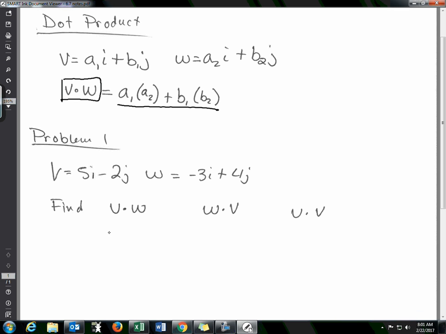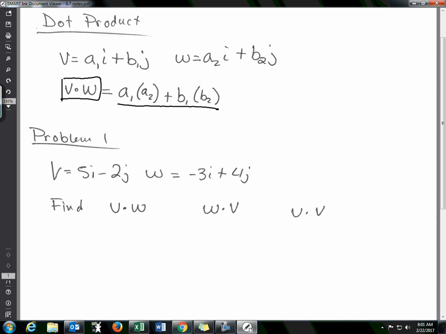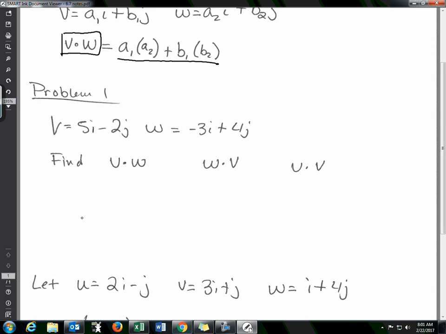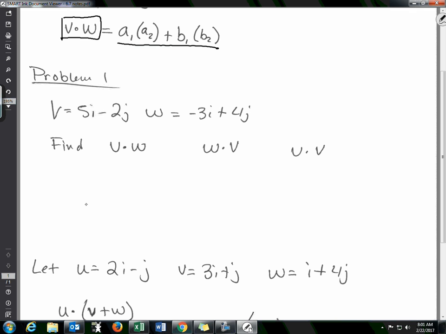Okay, so to do the dot product, you just take the coefficients in front of your i's and multiply them together, and then you take the coefficients in front of your j's and multiply those together, and then you add those products, right? So your answer will be just a single number, okay? So our problems today will look very similar. It'll give you two different vectors, and then you just have to find the dot product of each of those, right? So v dot w, right?